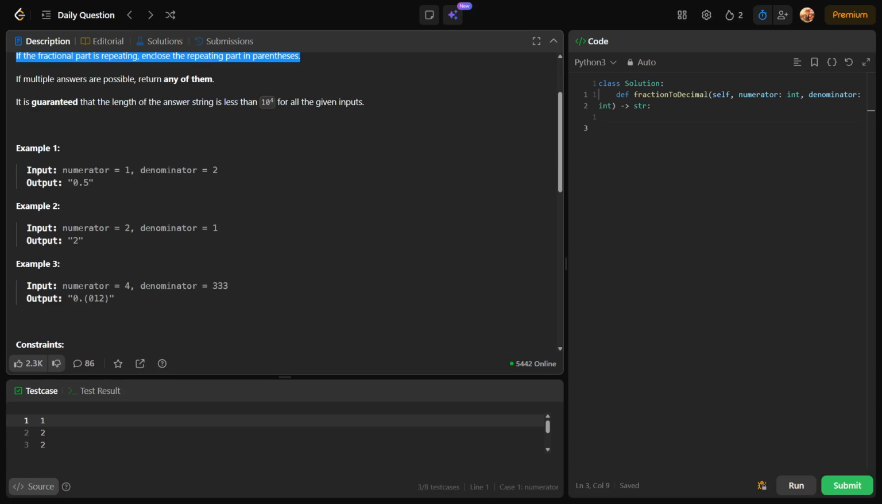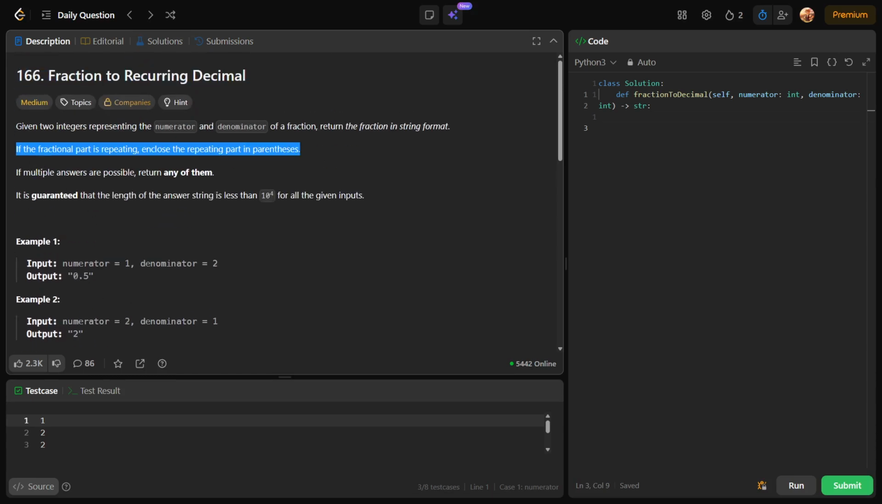If multiple answers are possible, return any one of them. It is guaranteed that the length of the answer is less than 10 power 4 for all the given inputs.